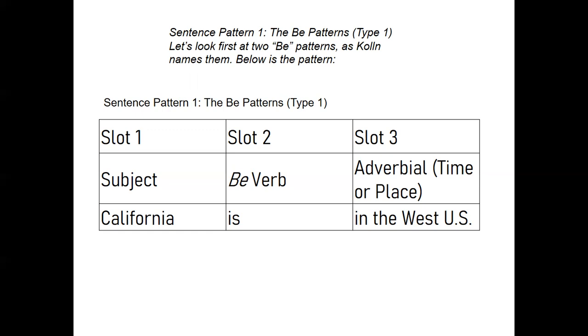Okay? So again, where is California located? It is, as the be verb. It is in the West US. So we are modifying the be verb, where the subject is located. So that is the adverbial.